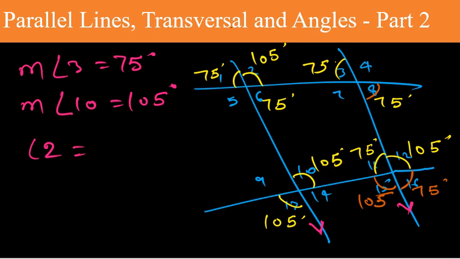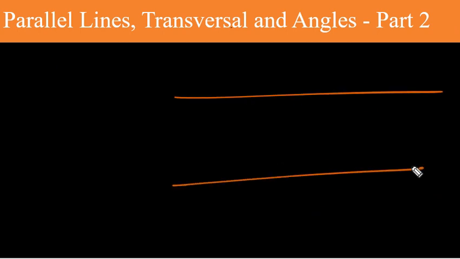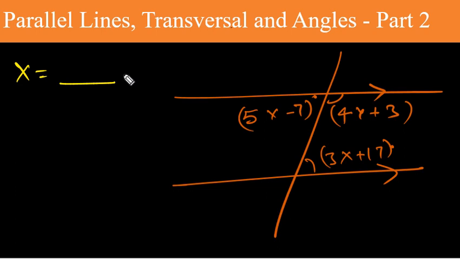Okay, so that's it for this video. And one last question I'm writing for practice. You guys do this. These are parallel lines. There is a transversal. This angle is 4y plus 3. This angle is 3x plus 17 degree. And this angle here is 5x minus 7 degree. So try by yourself and find the values of x and y. That's it.